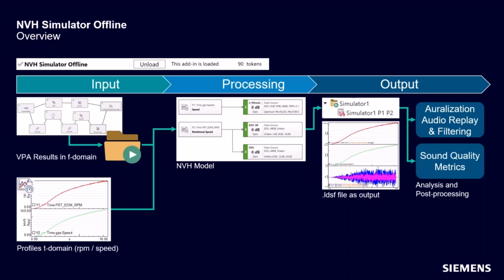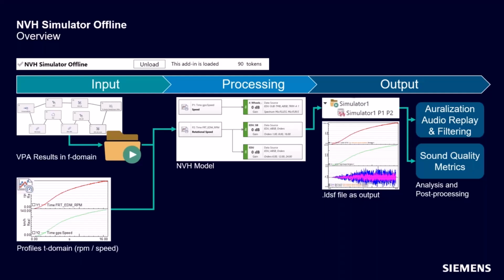So I have my VPA results. I have some profile in the time domain, which at this point can either be RPM or speed. And I generate this NVH model in the new NVH simulator. And we process those two input pieces and we output an LDSF file. And so with the LDSF file, that's the SimCenter time domain format. We can listen to that. We can do all of the cool audio replay and filtering stuff we are accustomed to in TestLab Neo.